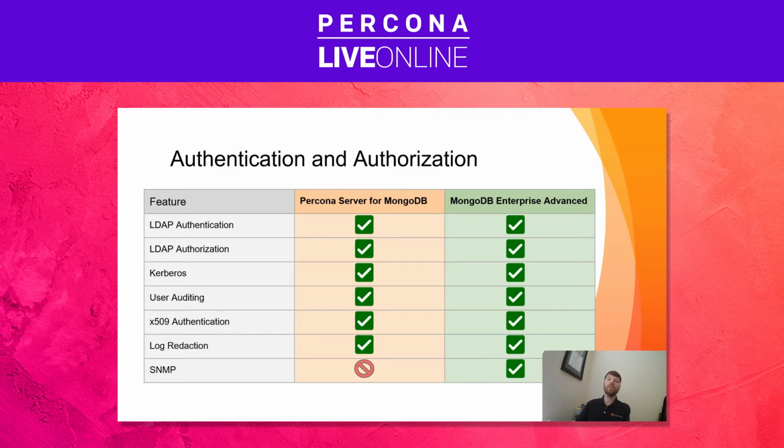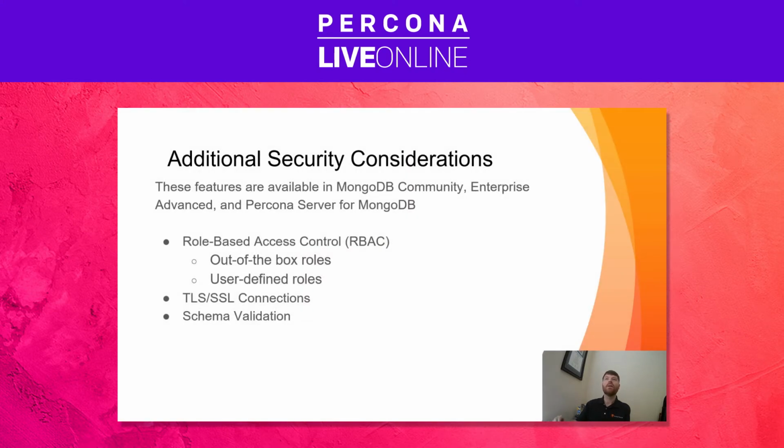There's a few other security considerations that I didn't list here because they're available in the community version, but they're worth mentioning. So I created this slide to call them out. Role-based access control is a big one. This is assigning roles to user groups. This is by default. It's been in MongoDB for a while. There are out-of-the-box roles that you can assign to users, but you can also define roles. So give them a specific set of permissions that they're able to execute on those MongoDB servers.